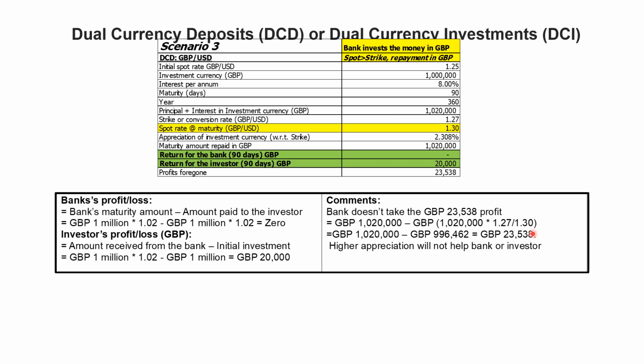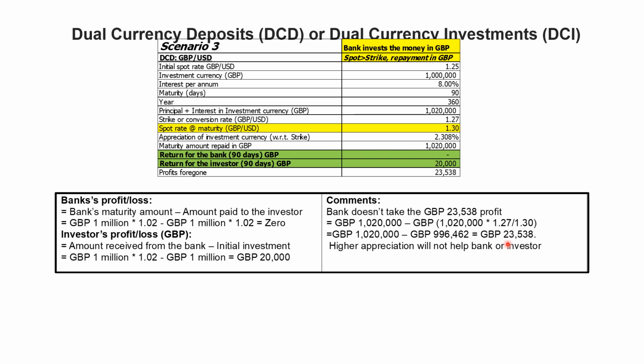Quickly, we can recap this. USD repayment is equal to USD 1.02 million into 1.27, 1.27 being the conversion rate, which is basically equal to USD 1.2954 million. To get this much USD amount, the bank needs to spend GBP 1.2954 million divided by 1.3, which is GBP 996,462. Since the bank got GBP 1.02 million from its investment, the bank could have made a profit of GBP 1.02 million minus GBP 996,462, which is GBP 23538.